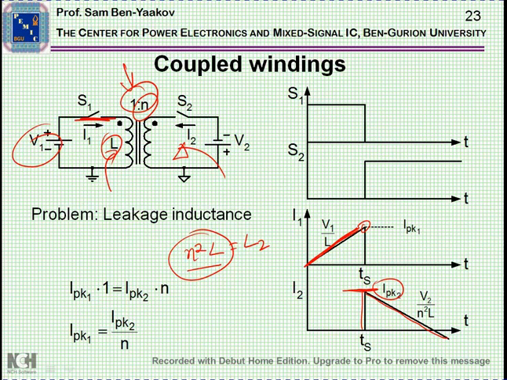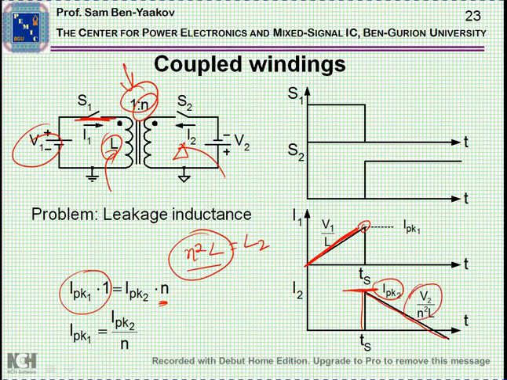Also, since we have a 1-to-n ratio, the peak current I peak 1 times 1 should be equal to I peak 2 times n, and consequently the peak currents will not be the same. They'll be in the same ratio as the turns ratio.